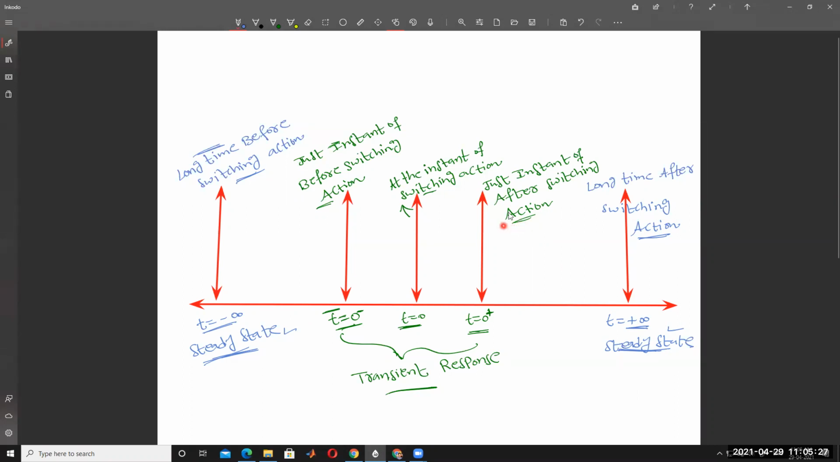After that instant, there are operations on switches that may be open or closed. Those actions are called switching actions. That is called just after the switching action. And t is equal to 0 minus is called just before the switching action, that means before the instant of switching action. So this is about switching action. You can easily understand the remaining concepts.